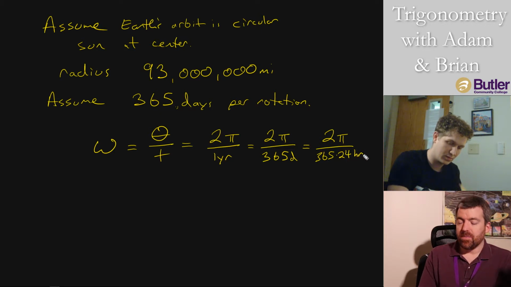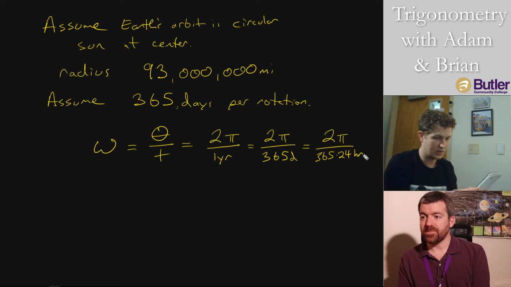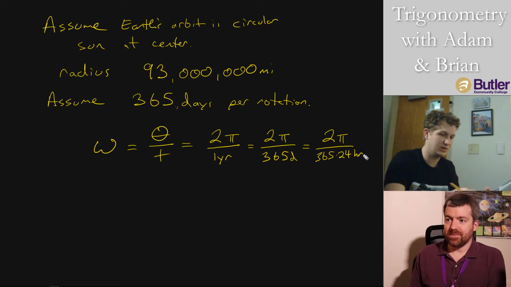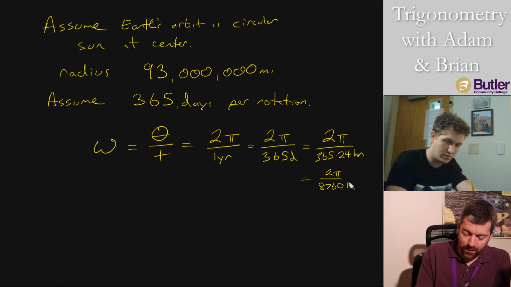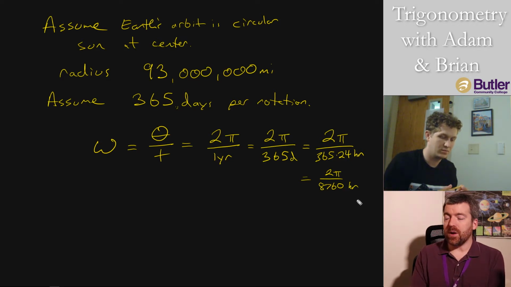Which I'm going to look up. Yeah, go ahead. Calculate 365 times 24. It's 8,760. All right, 2 pi over 8,760. I'll just put hours in there. Okay. Great. That's our angular speed. Now, we wanted to go to linear speeds.